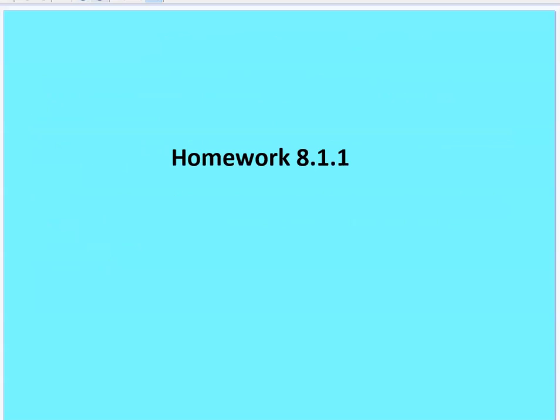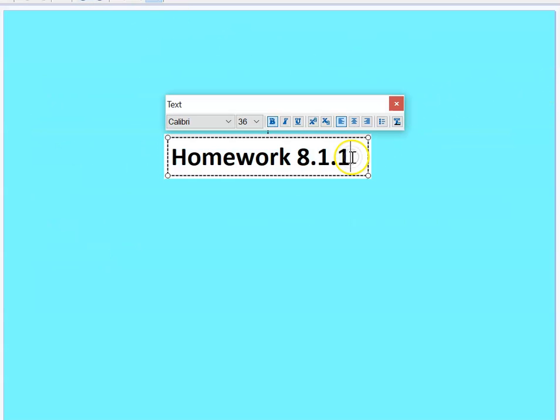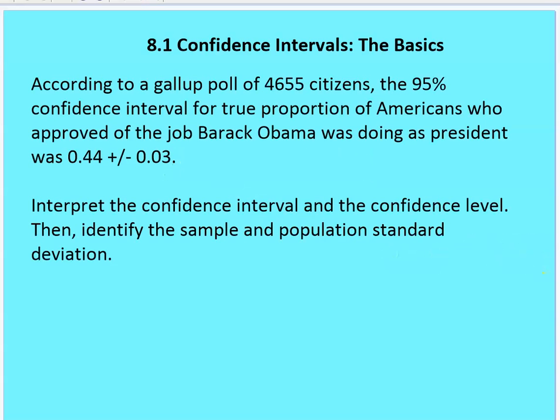So this brings us to your second homework problem. So I'm going to change this. According to a Gallup poll, 4,655 citizens, the 95% confidence interval for a true proportion of Americans who approved of the job Barack Obama was doing as president was 0.44 plus or minus 0.03. Interpret the confidence interval and the confidence level. Then identify the sample and population standard deviation. All right, so I'm going to let you copy this down, and then I'm going to move on.